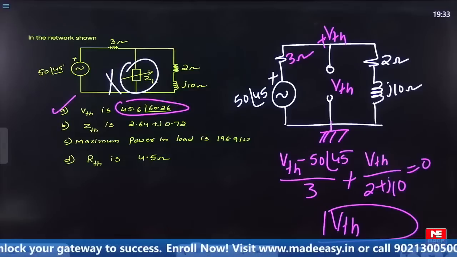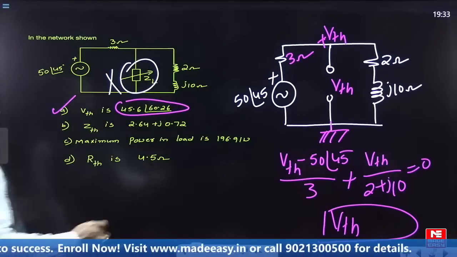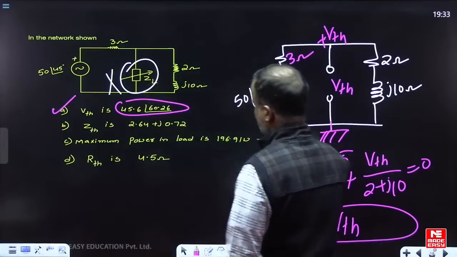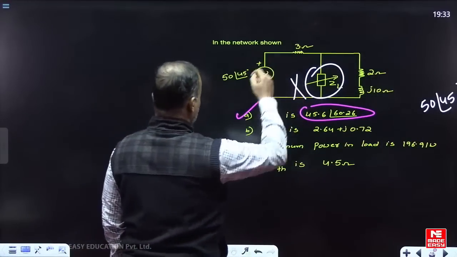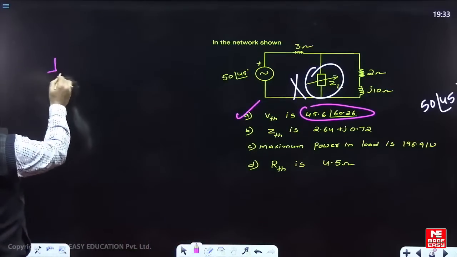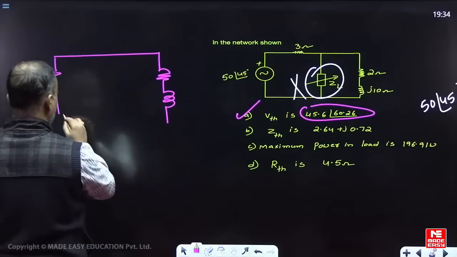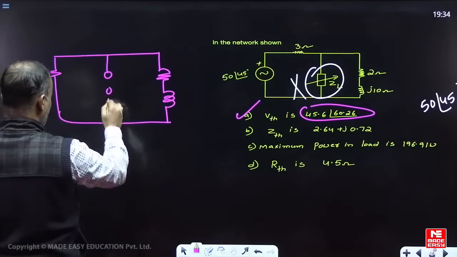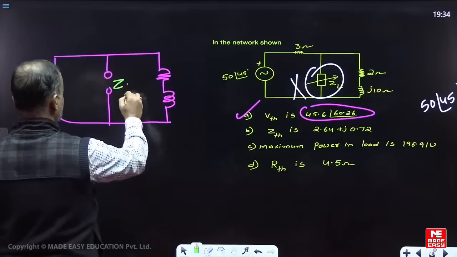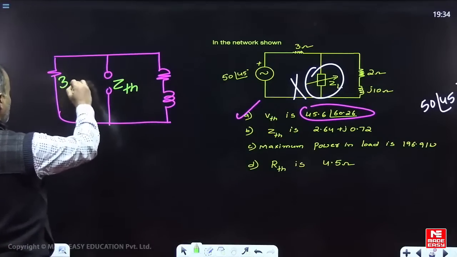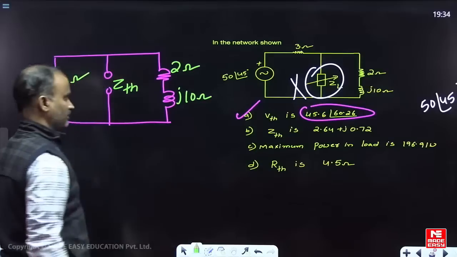Now can you go for ZTH? Shall we go for ZTH? Now corresponding ZTH. Okay, now let us go for the ZTH value. To find out ZTH, what is the procedure? Deactivate all the independent sources. Then with respect to the load terminals, with respect to load, we have to find out the impedance. Now this is a 3 ohms and the j10. Okay.